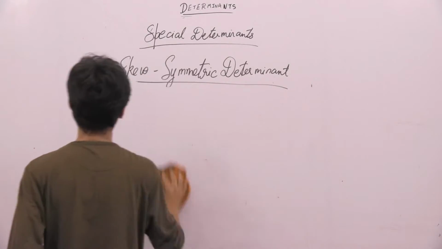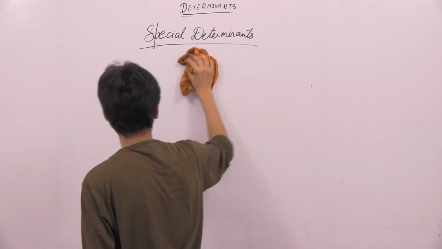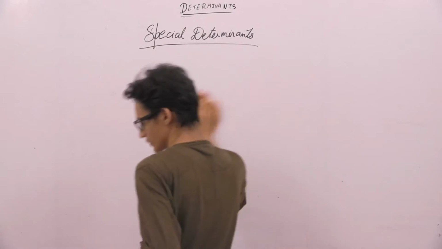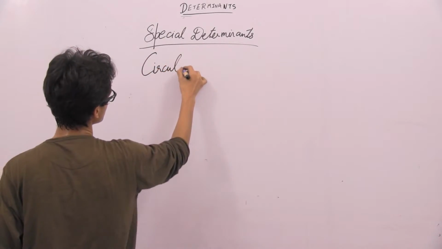Let's take the next special type of determinant, which is very important in questions, which is the circulant determinant.